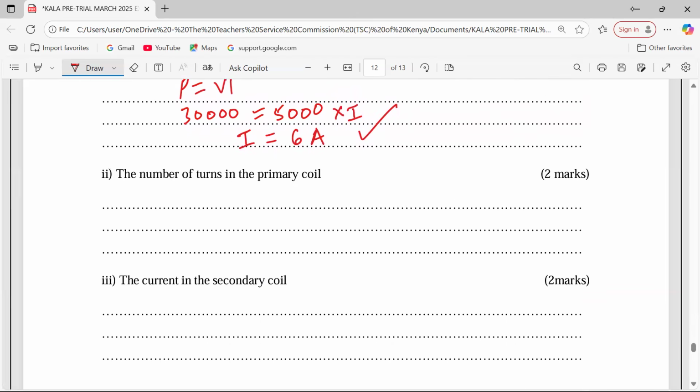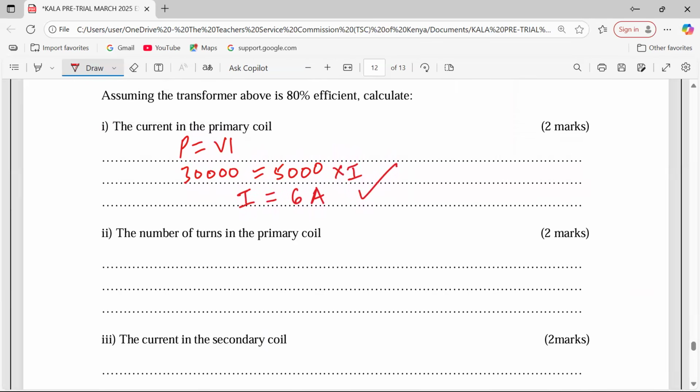The number of turns in the primary. There is something called the turns ratio. The turns ratio says that voltage in secondary over voltage in primary equals turns in secondary over turns in primary. That is called the turns ratio.